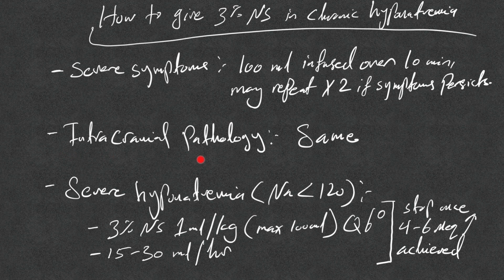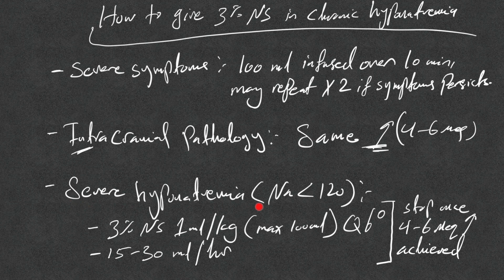Now, intracranial pathology is exactly the same here. 100 ml infused over 10 minutes, you can repeat times 2 doses. If the patient is asymptomatic here, the goal is to achieve the increase of 4 to 6 milliequivalent in sodium concentration. This will be the cutoff if the patient is asymptomatic.